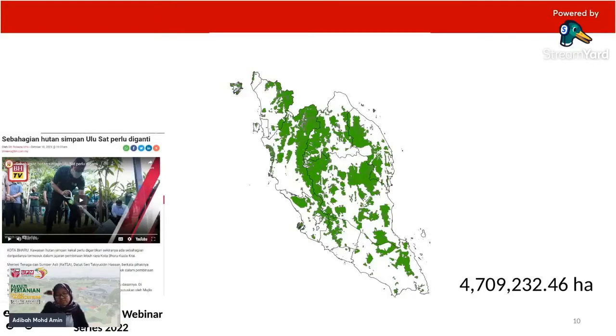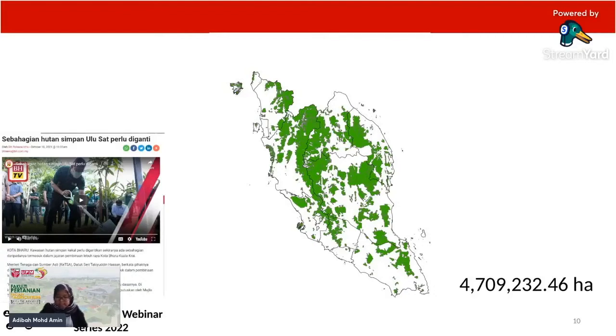Okay, this map shows the reserve forest distribution. The total area is near 5 million hectares. This area cannot be developed because the forest is vital for sustainability, biodiversity, and other vital roles. However, in some cases there is no better option to open a new road line, for example, or for an expressway. So the reserve forest area needs to be opened or used, but it must be replaced with another area.